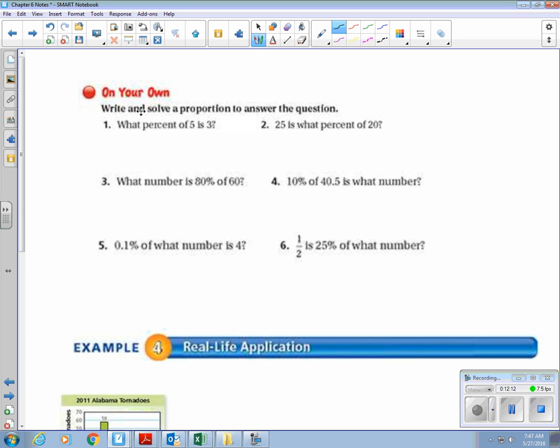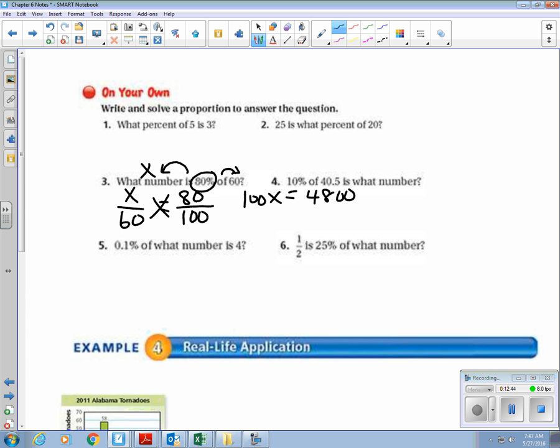Number 3, what number is 80% of 60? So again, x represents the thing we're looking for. What number is? So that's the part. So x is going to be in the numerator. 80% is going to be in our percent ratio. Of tells us the whole, so 60 goes in the denominator. We can go ahead and cross multiply, and we get 100x is equal to 4,800. Divide both sides by 100, and we're going to get x is equal to 48. So 48 is 80% of 60.